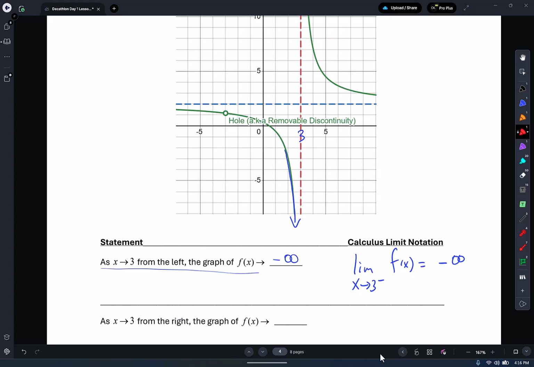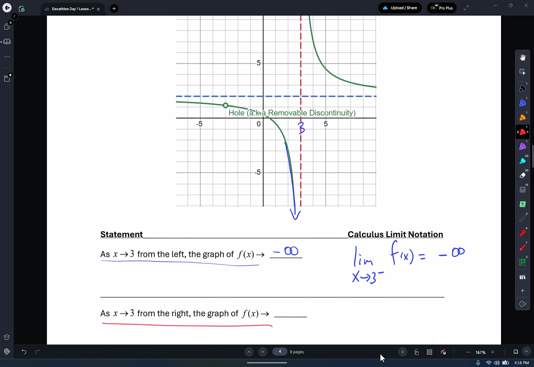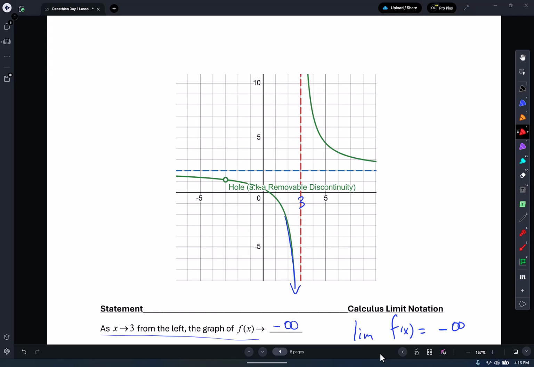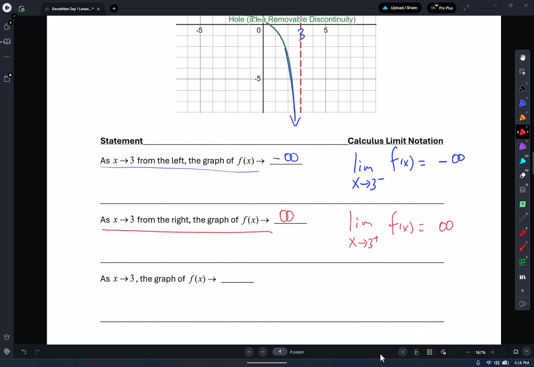All right, Mr. Hernandez, ready? Can you read this for us? As x approaches 3 from the right, the graph of f of x is... Okay, well, here it is. Here's the graph. If I approach 3 from the right, those y values just keep getting larger and larger and larger. I'm going to say positive infinity. Limit as x approaches 3 from the right of that function approaches positive infinity.